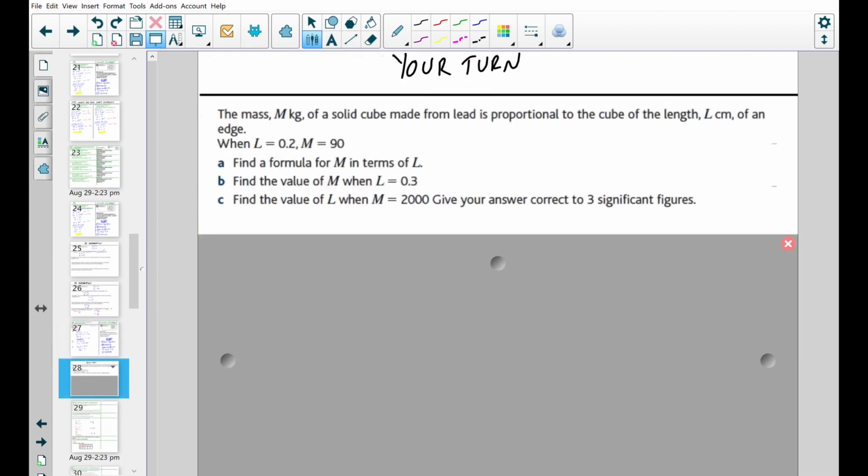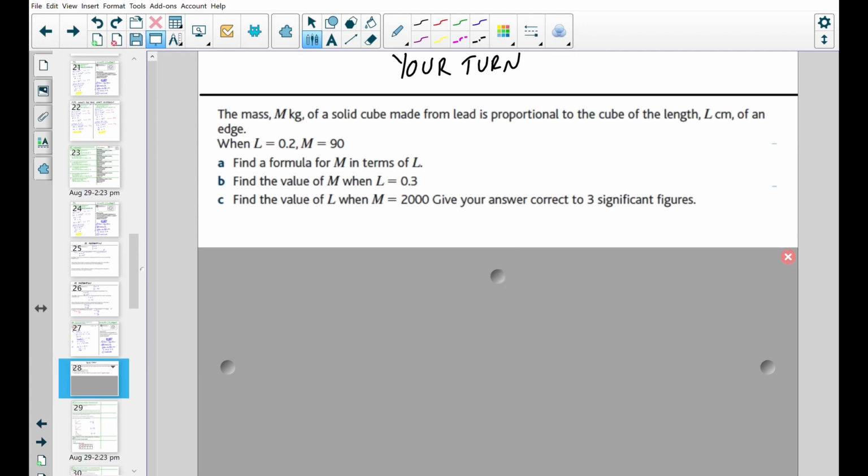Just before you start practicing P3, have a go at this on your own. Pause the video now. And this is what you should have had.